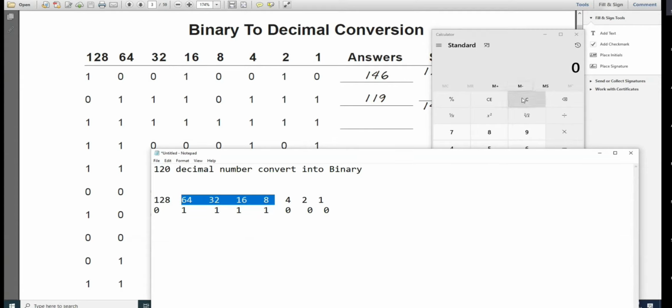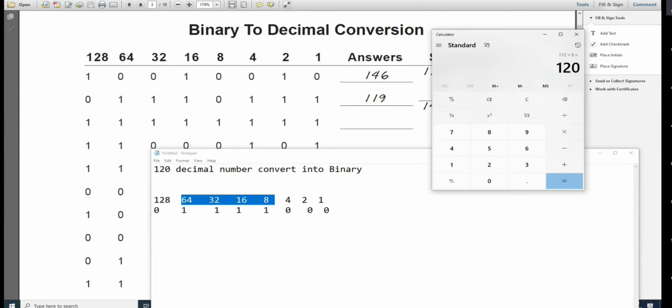As I told you, your computer only understands the binary language. It does not understand your decimal numbers or any other numbers, it only understands binary. So we need to convert into binary, and the computer will convert into binary, so you should know how it converts. It will set those bits: out of 128, 64, 32, 16, 8, if you add 64 plus 32 plus 16 plus 8, you can see it is 120.